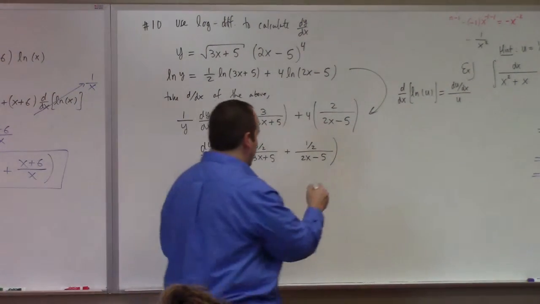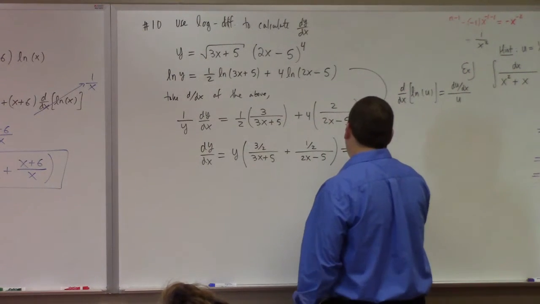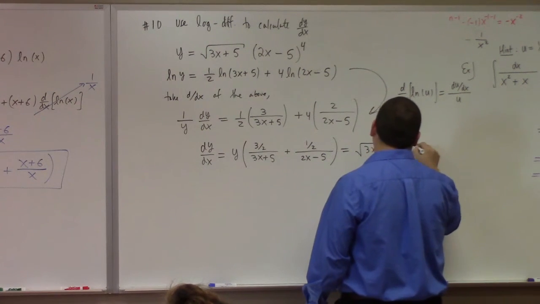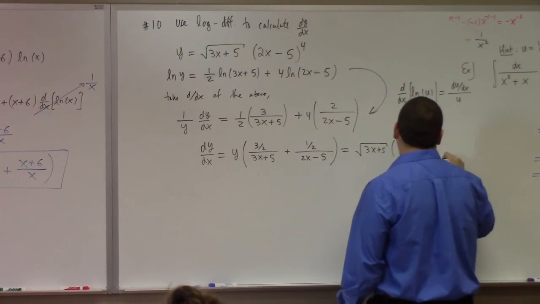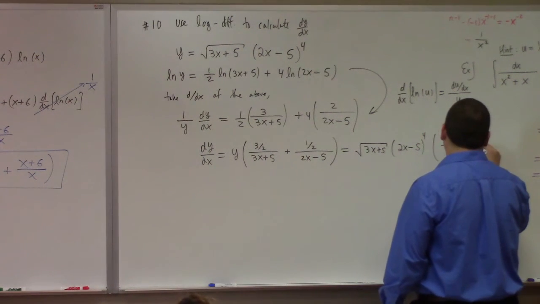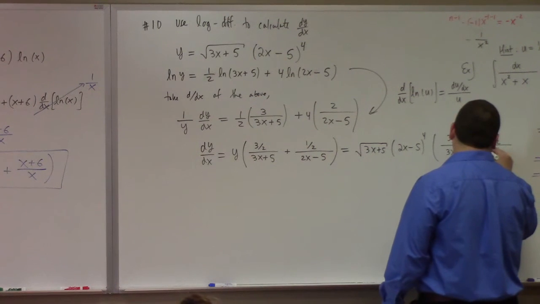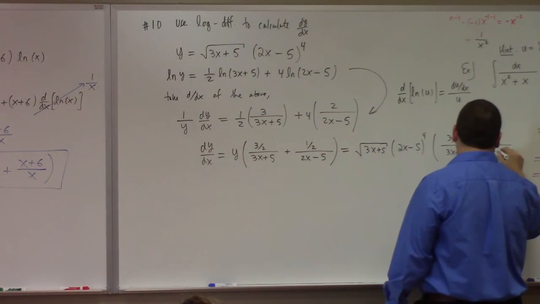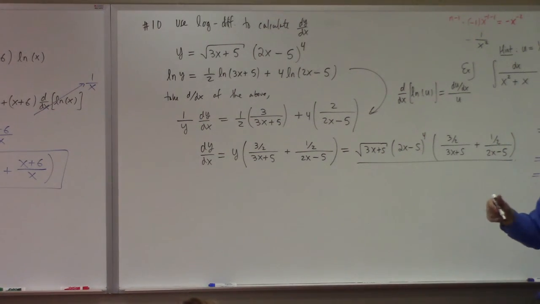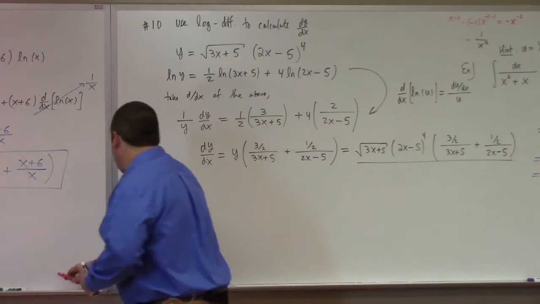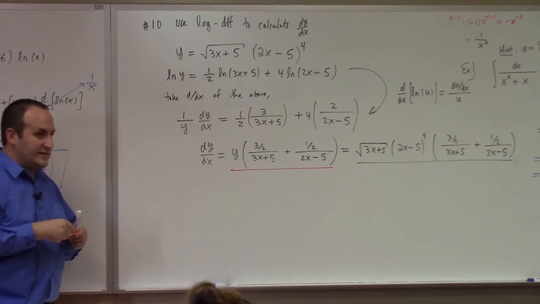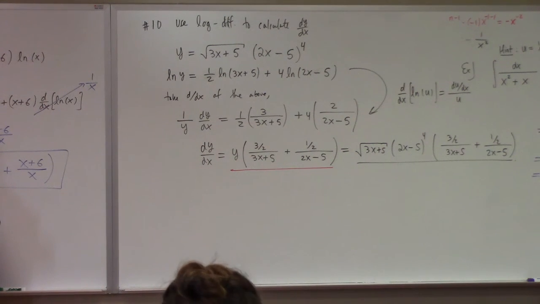The explicit answer, which is more of a drag to write, is this: square root of 3x plus 5 times 2x minus 5. I will take either of these as answers, okay? The point is the differentiation has to be done. All right. So the thing I'm underlining in red is technically an implicit answer, whereas the answer to the right is an explicit answer. Explicit meaning it's just in terms of x.